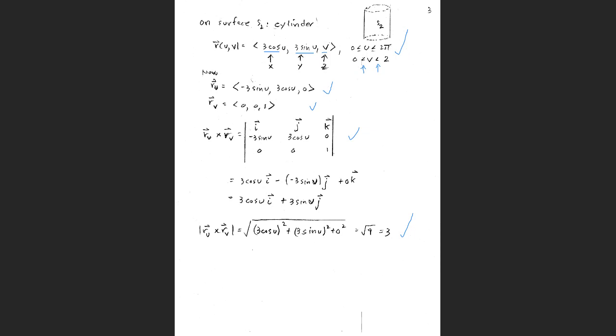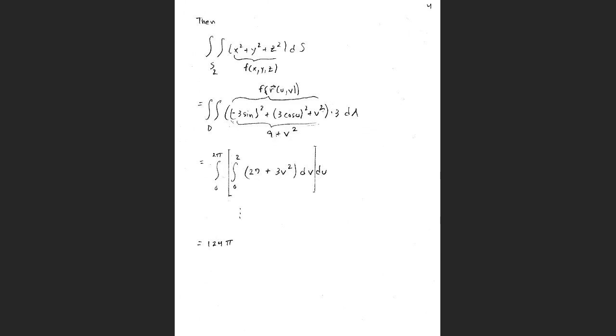Okay, so now we have to apply the formula. We have everything we need to apply the formula. So, again, here's our surface integral over this second surface S2, this cylinder. And for the cylinder, x was -3 sine u, y was 3 cosine of u, and z was equal to v.